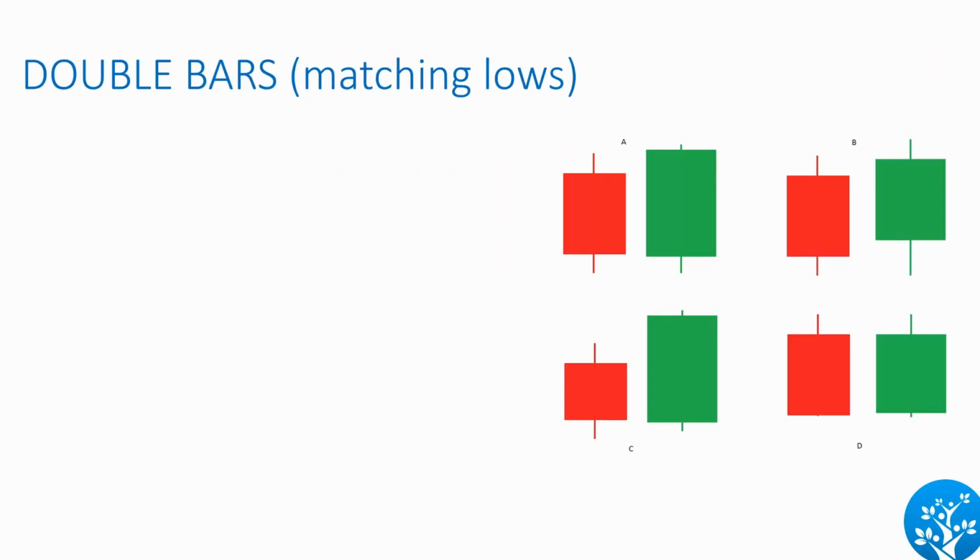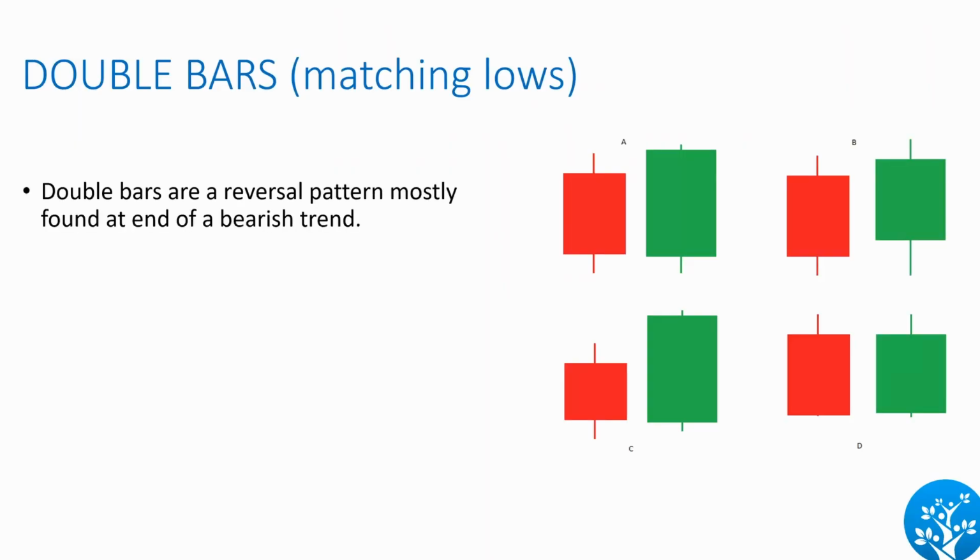Okay, we are going to see a lot of examples of inside bars when we do the practicals in the coming session. The next candle pattern is the double bar matching lows. A double bar means again it's a two candle pattern, with matching lows. These are bullish patterns because the lows are matching. Double bars are a reversal pattern mostly found at the end of a bearish trend.